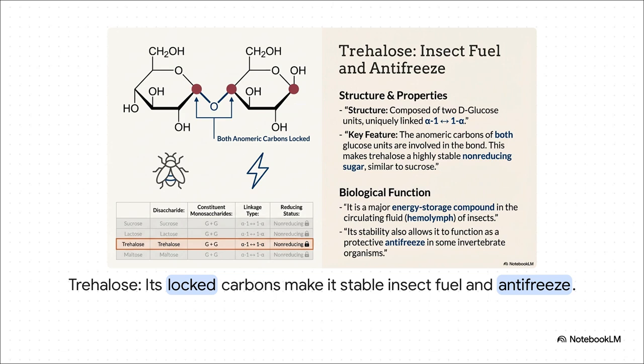Okay, our last one, trehalose, is seriously cool. If you look at its structure, it's a lot like sucrose. Both of its anomeric carbons are locked into the bond. This makes it incredibly stable. So stable, in fact, that it's the main energy storage molecule in the blood of insects. And get this, it also acts as a kind of biological antifreeze, protecting them from damage in the cold. How cool is that?